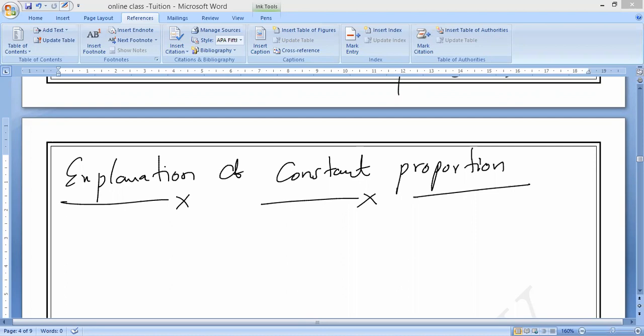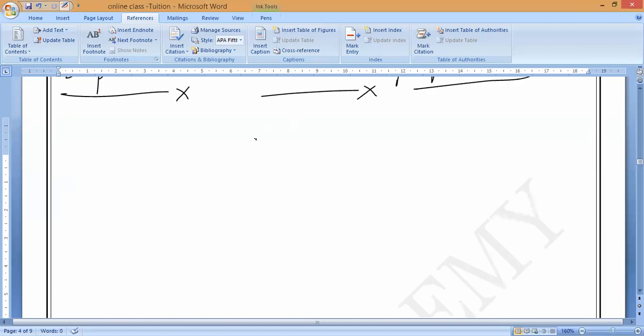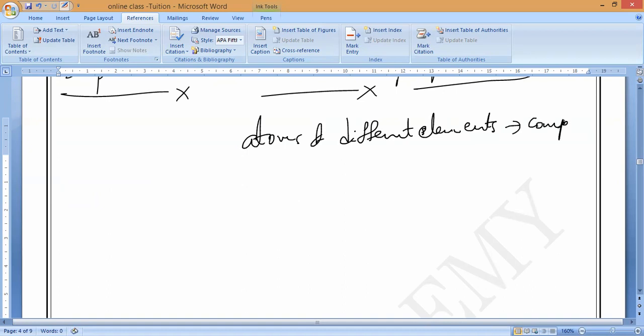Now, when atoms of different elements combine together, what do we get? Compounds. That is the response I should get from you all. So atoms of different elements will combine together and form compounds. Yes or no, guys? Please respond. They will form compounds. Yes, sir. Atoms of different elements combine together so that they form compounds.